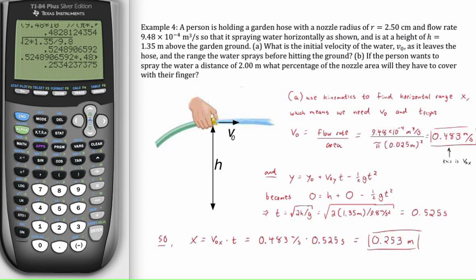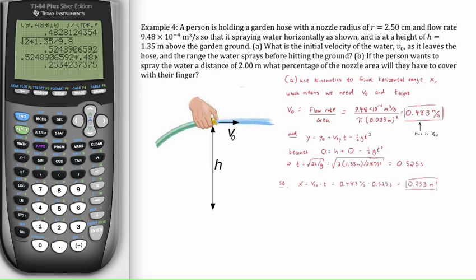Okay, so onward to part B of this problem. And I just resized to make room for part B. In part B, we're asked if the person wants to spray 2 meters, so to multiply their distance by about 8 times, what percentage of the nozzle area will they have to cover up? This is an interesting question, and we can see how we combine our information, but let's think how we'd set this up symbolically.